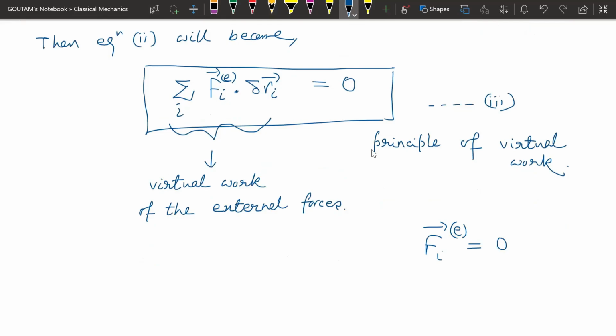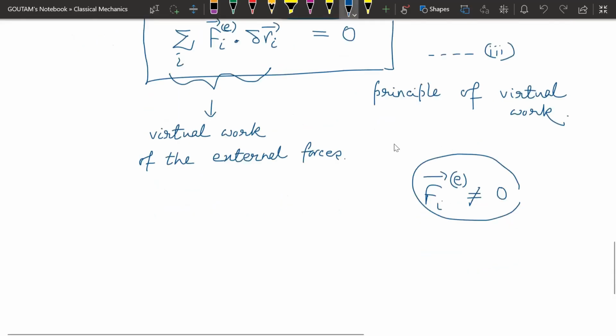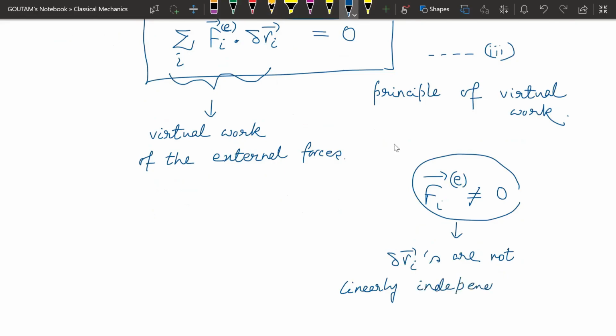If these are independent, if these are generalized coordinates, we can write this because they can change individually. But we have the equations of constraints. We have the constraint forces also. So in that case, these ri's are not independent. So we cannot directly write that all the external forces on the particle are zero. This is because delta ri's are not linearly independent.